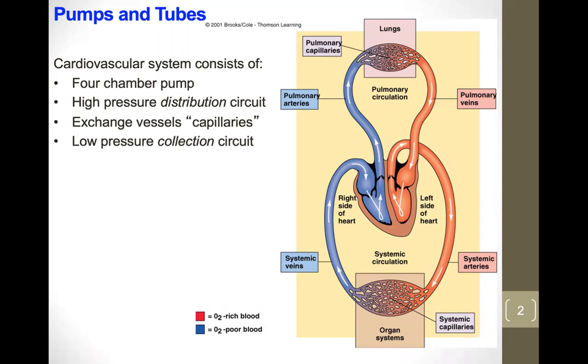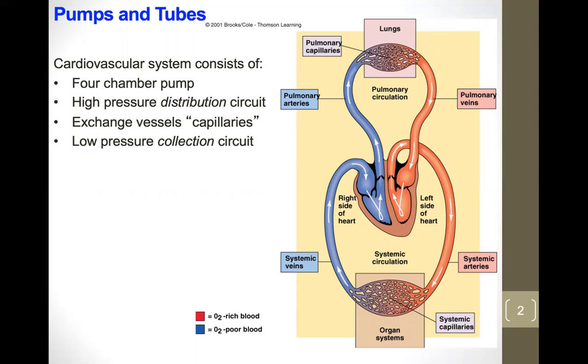So, we've got a four-chambered pump, which is our heart. We've got our distribution circuit, which is all of the tubes, which are our blood vessels. And then we have the fluid inside, which is our blood itself. So the distribution circuit has kind of a high pressure and a low pressure unit. The high pressure is the distribution in order to pump it out to the rest of the body.